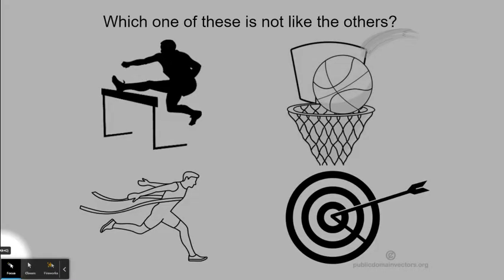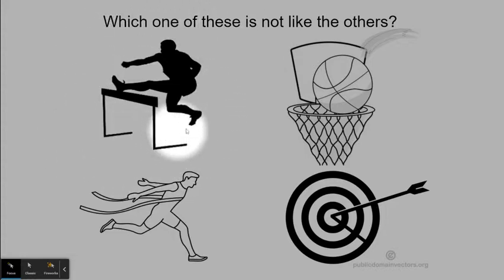I hope everybody had a good discussion about which one they felt was not like the others. If you could explain your thinking about why you chose the image you did, then you're correct. Now, for the purpose of today's lesson, the one I chose that was not like the others is the hurdler.